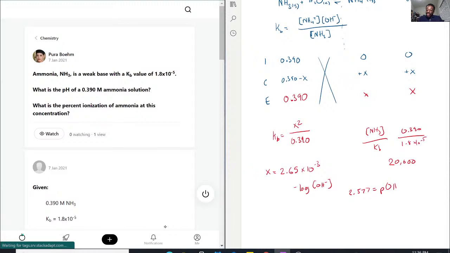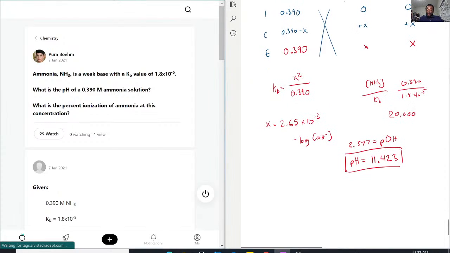Now, that is not the pH. To get the pH, we then have to subtract it from 14, because pH plus pOH should always equal 14, theoretically. Okay? So that'd be 14 minus that answer we just got. And so that means the pH for this question would be 11.423. Okay? That is what we get for the pH, which is great. That's a very good step.